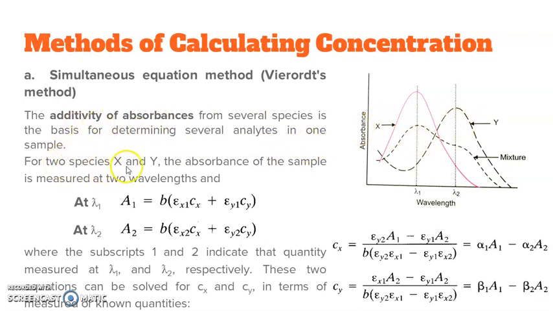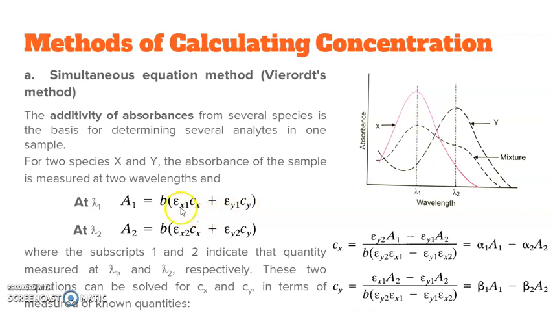For two species which I was mentioning, X and Y, the absorbance of the sample is measured at two wavelengths, and at lambda 1 there is A1 which is being calculated, and at lambda 2 there is A2 which is being calculated. And this subscript 1 and 2 will indicate the quantities that are being measured at lambda 1 and lambda 2 respectively. So A1 is equal to b times epsilon x1 Cx plus epsilon y1 Cy.